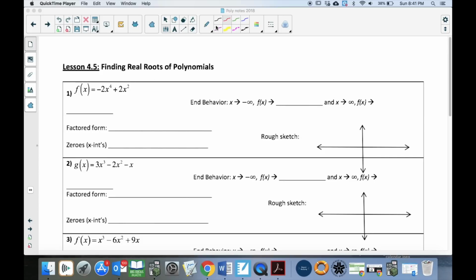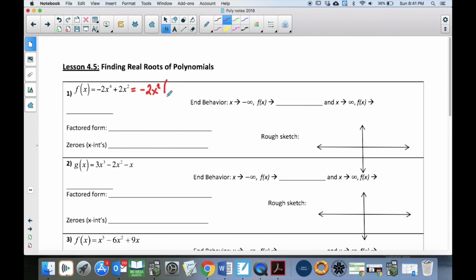So on each of these problems, we are going to start out by factoring them. And we have lots of different methods, so you just have to be able to look at them and decide which way to factor. In this case, I think that a negative 2x squared is going to be my GCF. And if I factor that out, I'm left with an x squared minus 1.